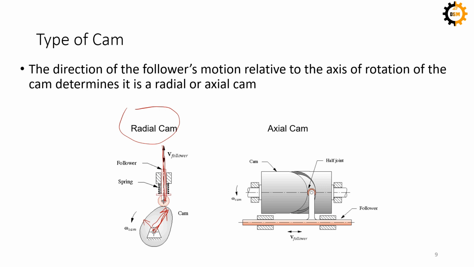So in this one, the axis of the cam is this one, and if you see the follower, it has the same axis. So if these axes are along the same line, they are parallel, we call it axial cam.